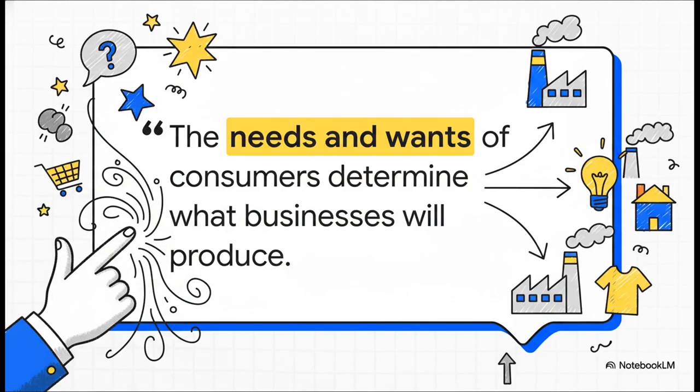And all of this leads to the single most important takeaway. Businesses don't just randomly decide what to make. They are listening to us. Our needs, our wants, our choices, those are the signals that tell the entire economy what to do. Every single dollar you spend is basically a vote for what you want to see more of in the world.